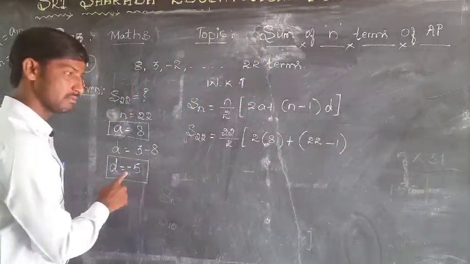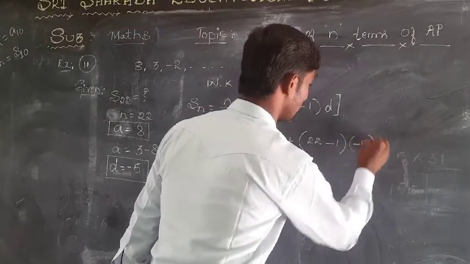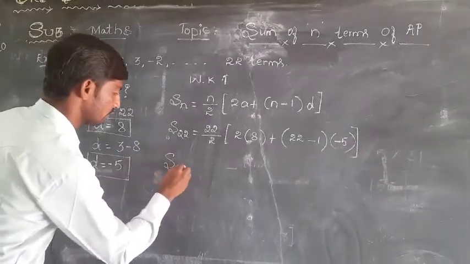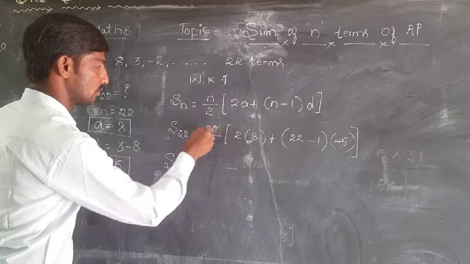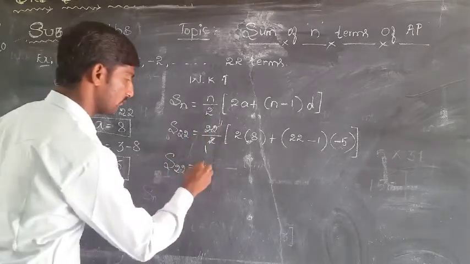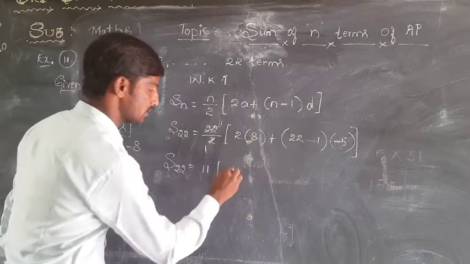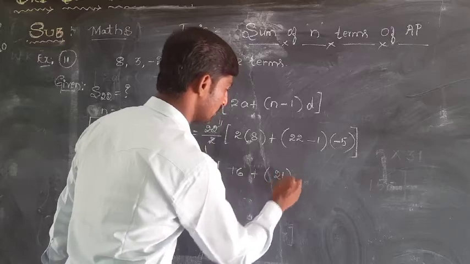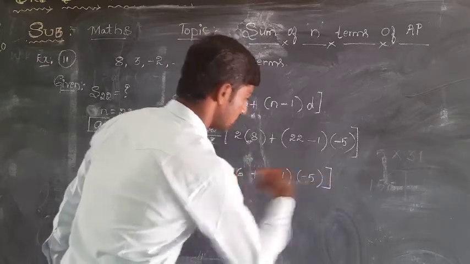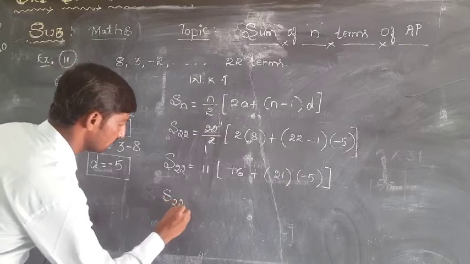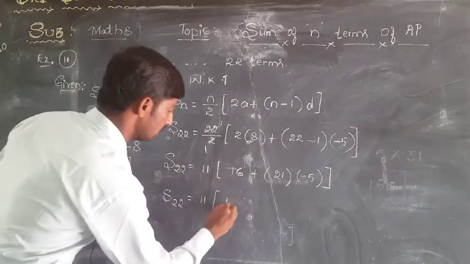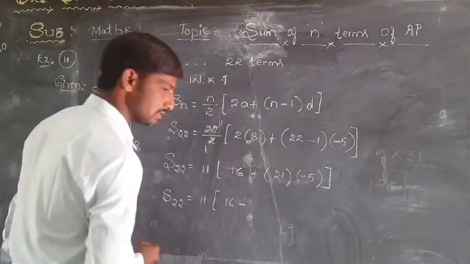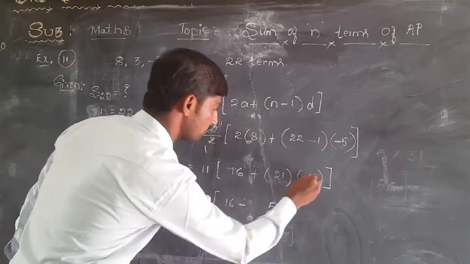The common difference of the terms is minus 5. Write it in brackets, otherwise you may go wrong. So S22 is equal to 2 1s are 2, 2 11s are 22, right? So 11 of 2 8s are 16 plus 22 minus 1, that is 21, of minus 5. Next, S22 is equal to 11 of 16 plus 21 into minus 5. How much is it? 5 1s are 5, 5 2s are 10.